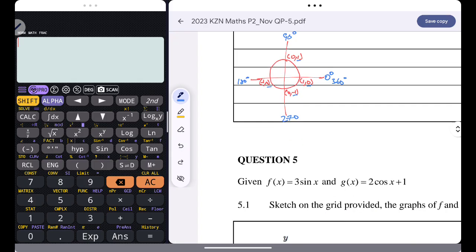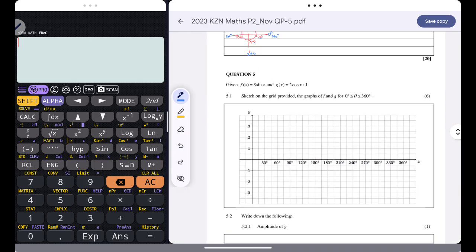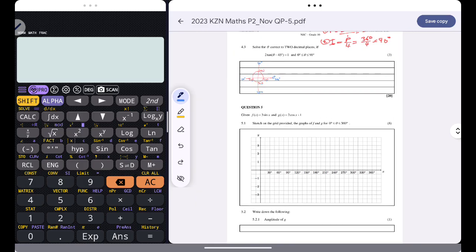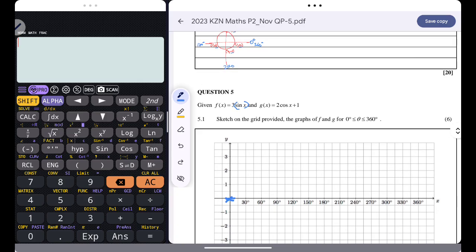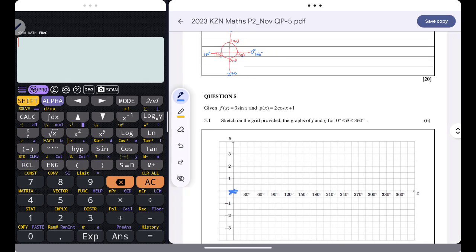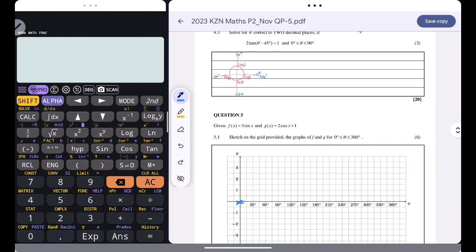So how can I draw? Whenever I'm at 0 degrees, what is the value of y? The value of y is also 0. I'll go and indicate at 0. When I'm at 90 degrees, what is the value of y? Remember that the value of y gives me this part only, and always I must take whatever value of y I get and multiply it by 3. Are we together? So when I'm at 90 degrees, the value of y is 1. So I'll say 1 multiplied by 3. I'll simply get a 3.